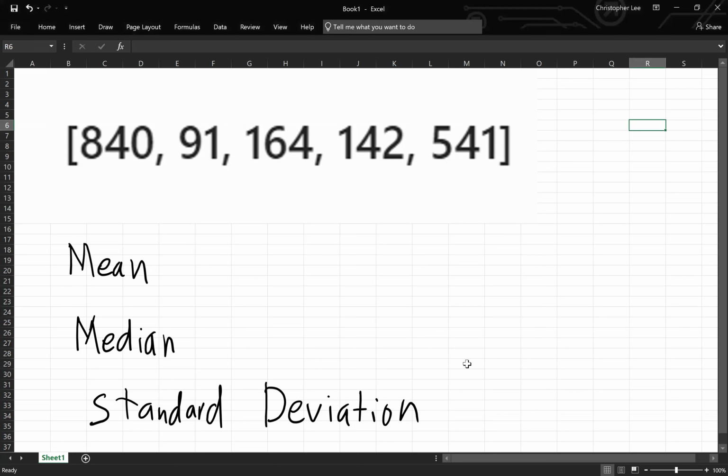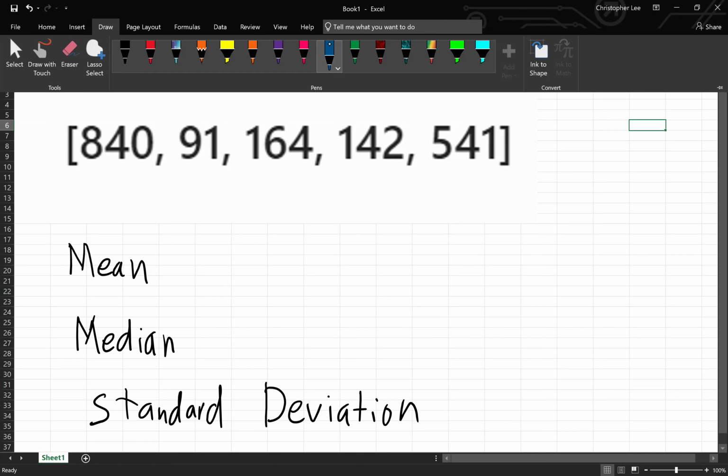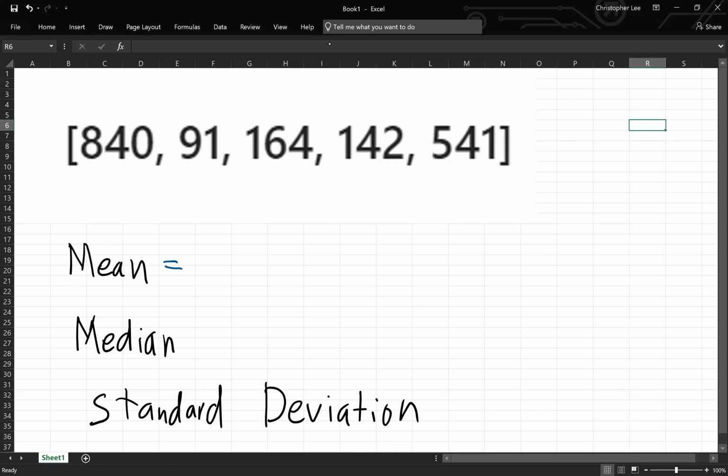All right, let's get it real quick. I want the mean. How do I do that again? I don't remember. It's the sum of all values, right? So you basically add all of them up.